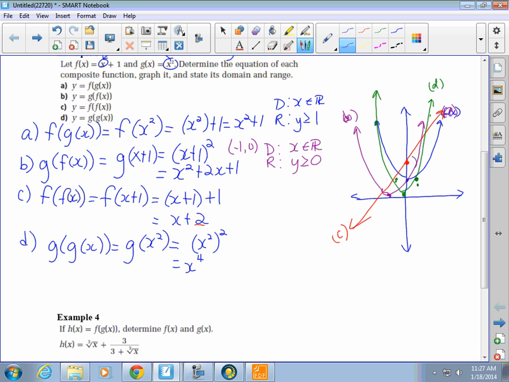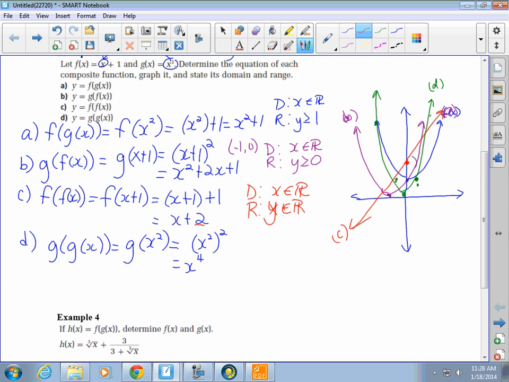My C graph was the red graph. It's the straight line. So I can use any number for my x value. So my domain is x is an element of real numbers, and so is my range. There's no maximums or minimums. I could go on forever in both vertical and horizontal.